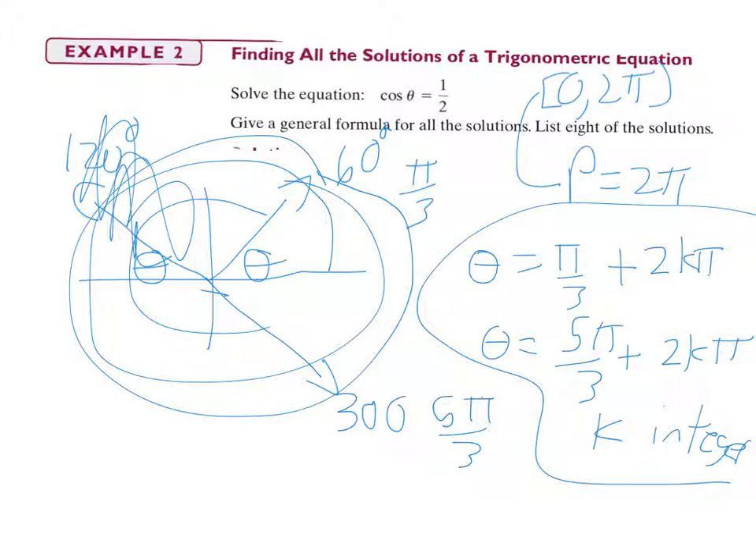So, 8 possible solutions would be, and you can go in the negative direction too. The number you plug in for k could be negative. So if you plug negative 1 in for k, you'd have pi over 3 plus negative 2 pi. So pi over 3 minus 2 pi would be, I believe, hold on, let me think about that for a minute. Yeah, it should be negative 5 pi over 3.